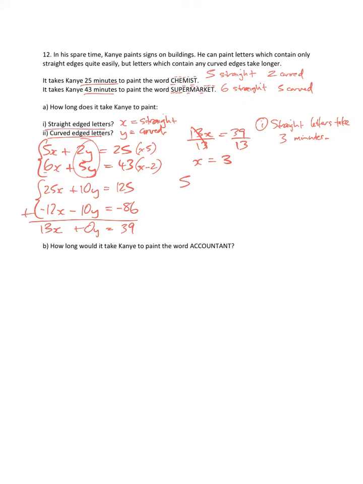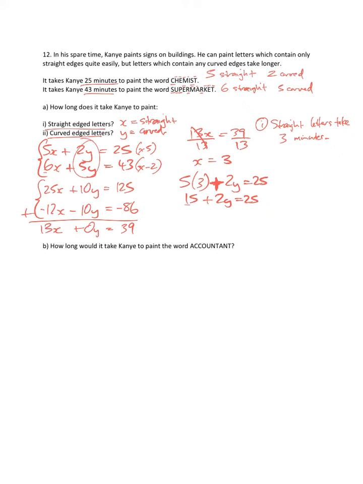Chuck the x is equal to 3 into one of the equations. 5x, so replace the x with 3. No, I'll just go back. Struggling now. Feeling a bit ill. 5 times 3 is equal to, not equal to, plus. So the first equation is 5x plus 2y is equal to 25. 5 times 3 is 15, plus 2y is equal to 25.